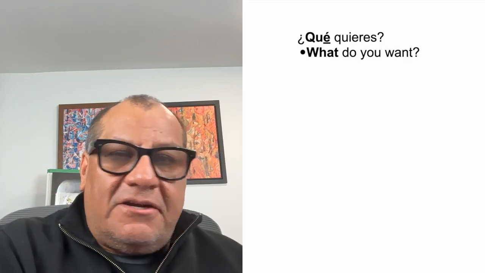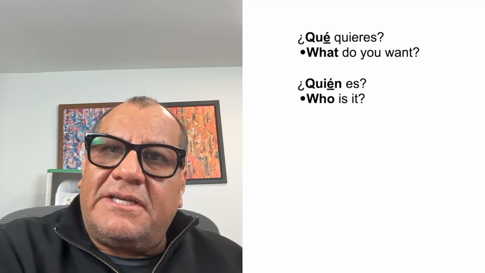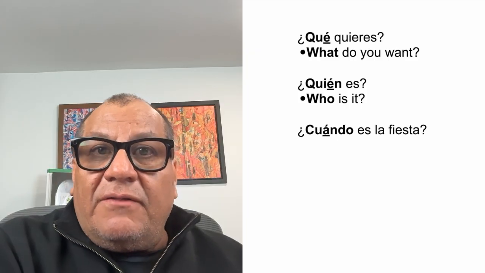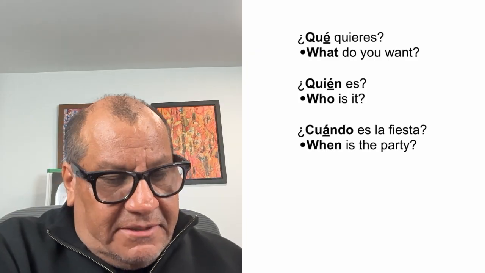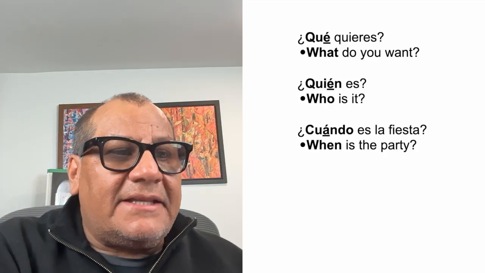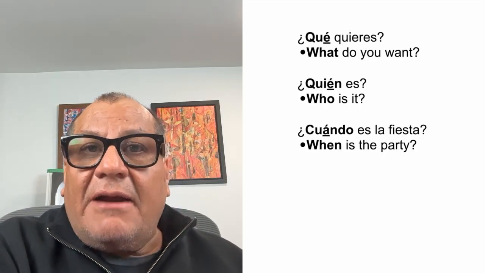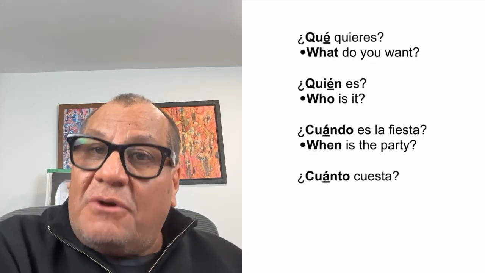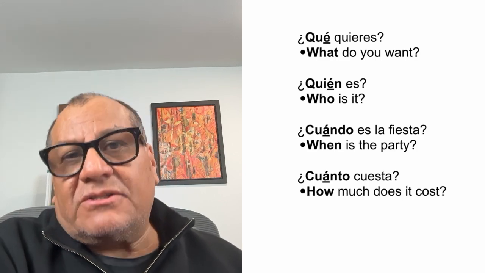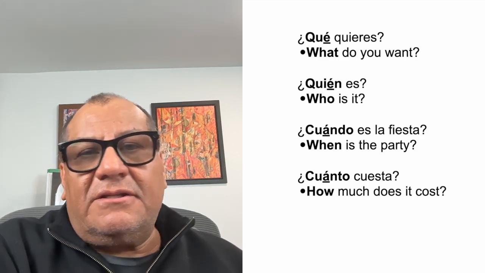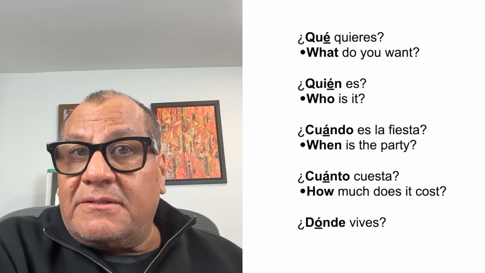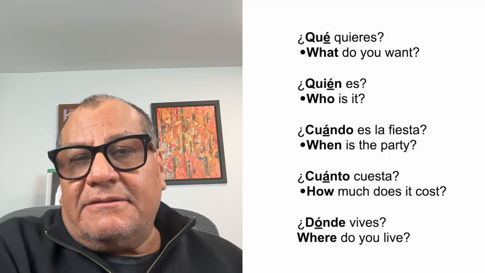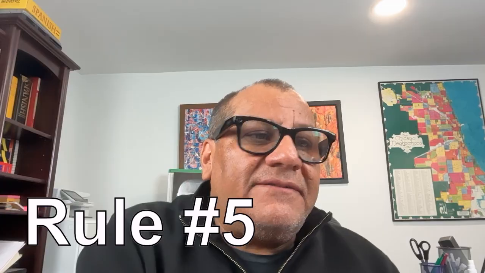For example, ¿qué? ¿Qué quieres? What do you want? Or ¿quién? Who? ¿Quién es? Who is it? That's going to take a tilde. ¿Cuándo? If you say, ¿cuándo es la fiesta? When is the party? ¿Cuándo is going to take a tilde in that case. ¿Cuánto? For example, a very common question, ¿cuánto cuesta? How much does it cost? In a question, it's going to take a tilde. ¿Dónde? As in ¿dónde vives? Where do you live? It's also going to take a tilde. These two will be the fourth and the fifth instance when we use written accents in Spanish.